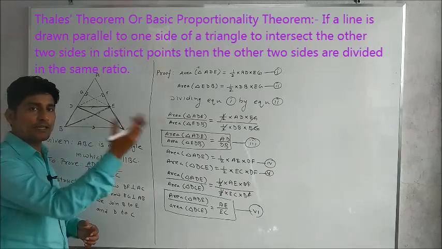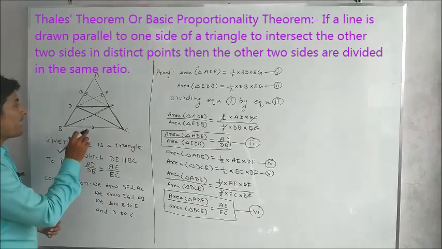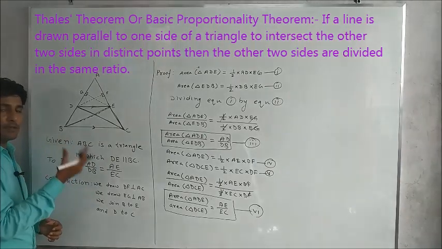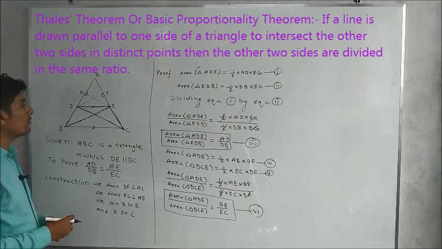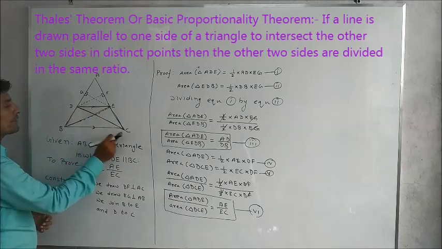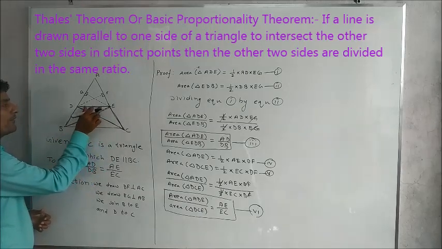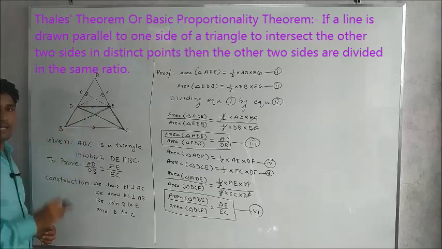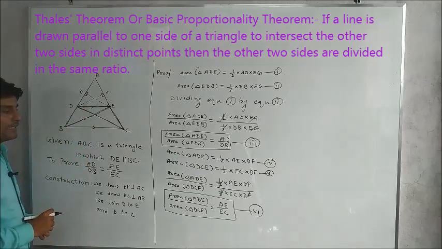This theorem was given in class 9. Triangles on the same base and between the same parallels are equal in area. So, triangle BED and triangle CDE both have the same base and are between the same parallels. Hence, the area of both the triangles will be equal.